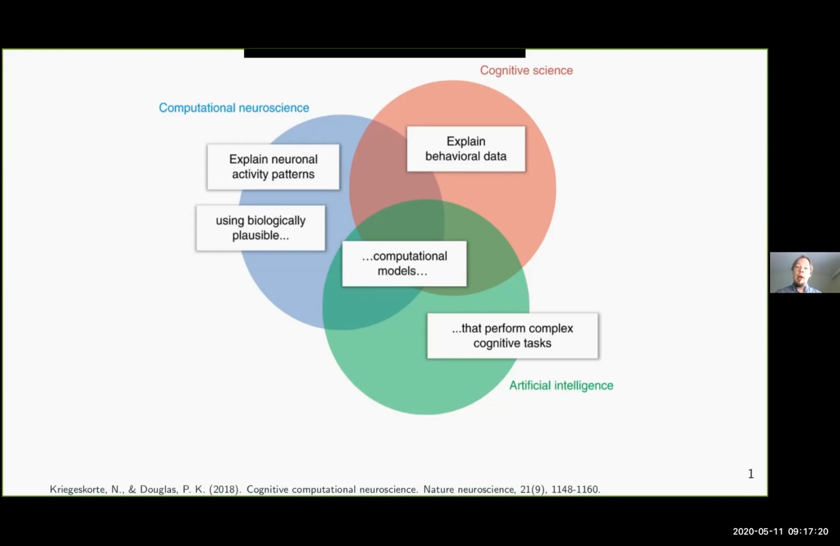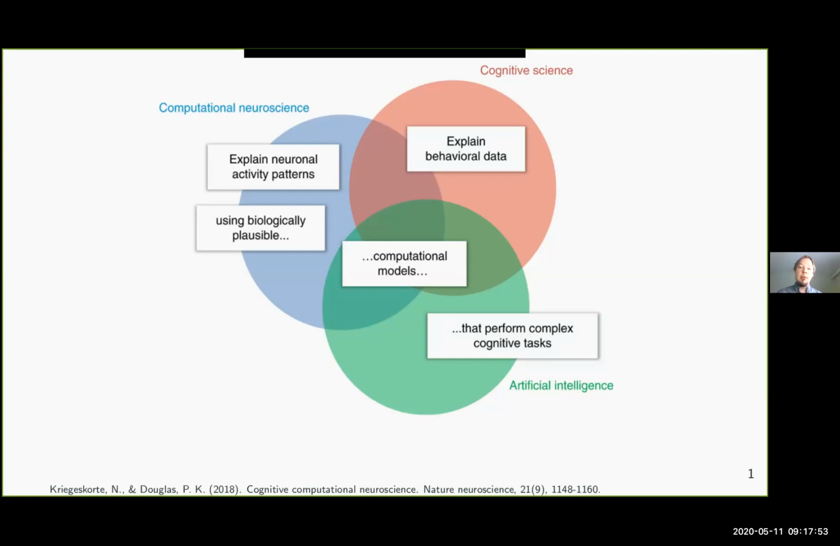Now, I mainly work in the intersection of the red and the green, that is, in the intersection of natural and artificial cognitive systems. I rarely do anything related to neuroscience itself. However, even if that's the case, I need to make sure that my models are biologically plausible. And that's also what I'm going to do today in my talk. So today's talk is about rational hierarchical control.